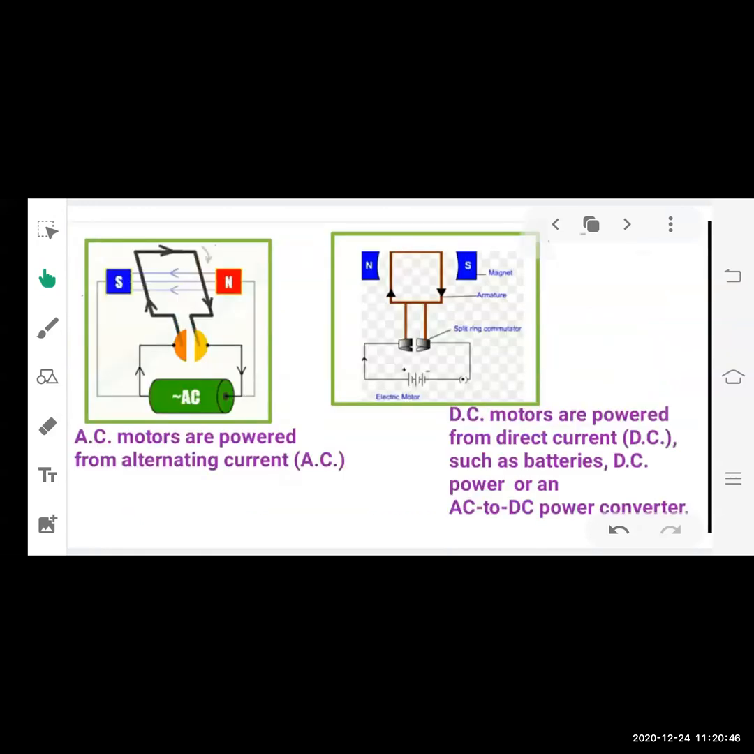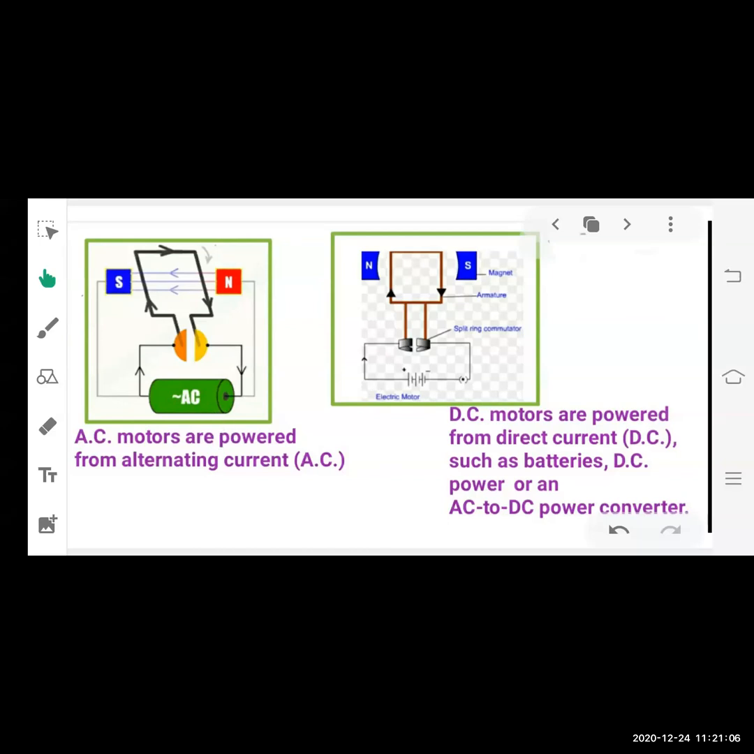You can see here, the difference between DC and AC motor is only the energy source. Only the energy source is different here. Rest of the whole parts are the same. The same armature coil, the same magnetic field, north and south pole, the same split rings. Only the energy source is different.